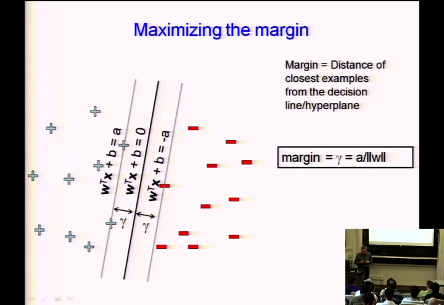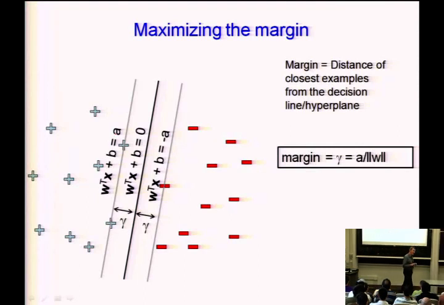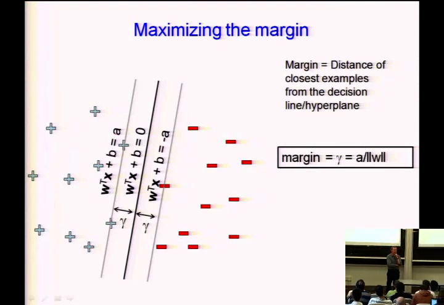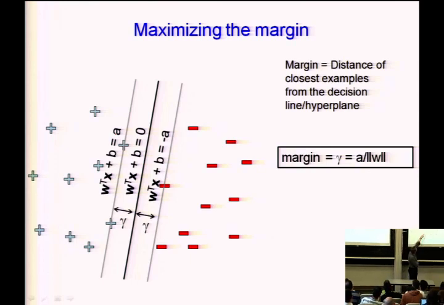Okay, so now what we want to do is set up this optimization problem so that we can maximize the margin. So let's look at this typical scenario. Here's the set of points, and my margin is 2 times gamma.